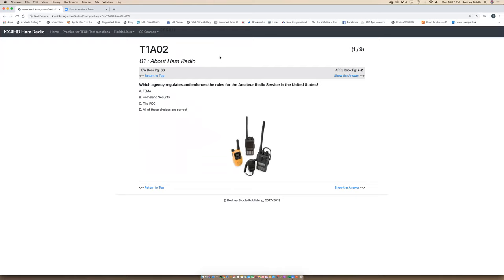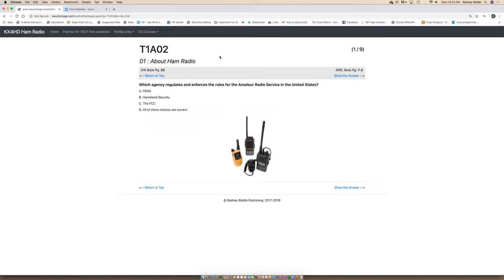Okay, question one. Which agency regulates and enforces the rules for the amateur radio service in the United States? Each question will have four answers. The verbiage on the answer is exactly what the verbiage will be on the test. The verbiage of the question will be exactly what it is on the test. The difference, however, is that the order of the answers will not be the same.